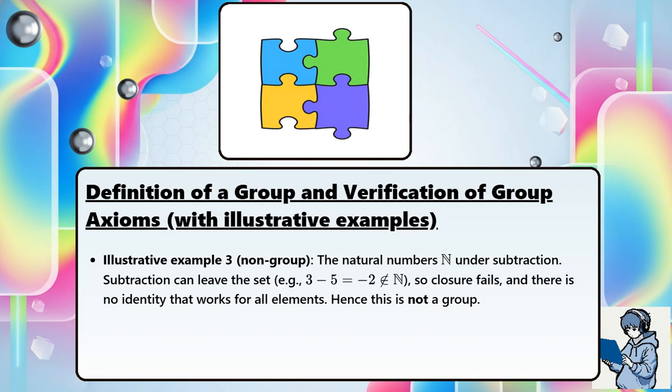Illustrative example 3, non-group: the natural numbers N under subtraction. Subtraction can leave the set, for example 3 minus 5 equals negative 2, not in N, so closure fails and there is no identity that works for all elements. Hence this is not a group.